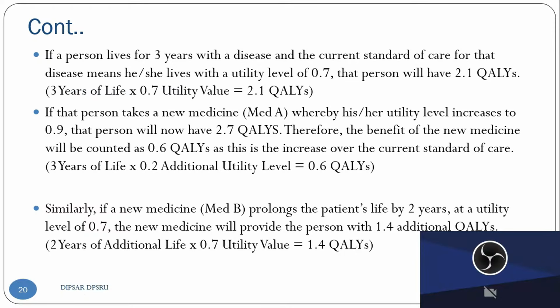So again, now you can see a much better example to understand QALY. If a person lives for 3 years with a disease, and the current standard of care for that disease means he or she lives with a utility level of 0.7 for that disease. These values are from standard tables of utility values.